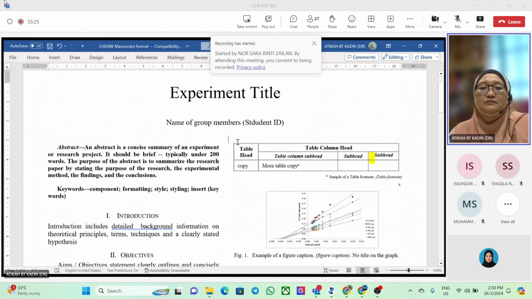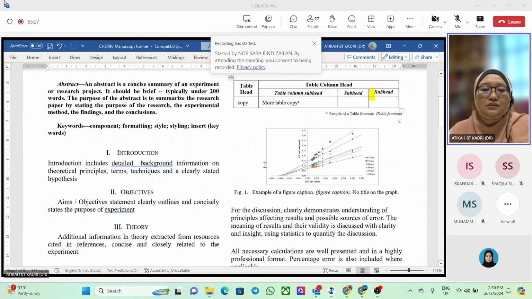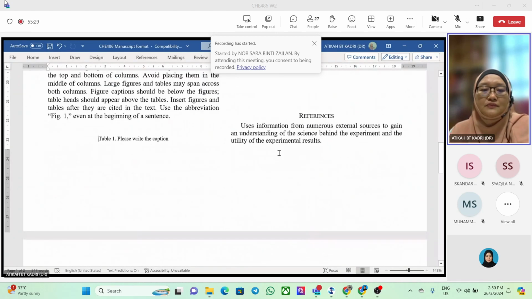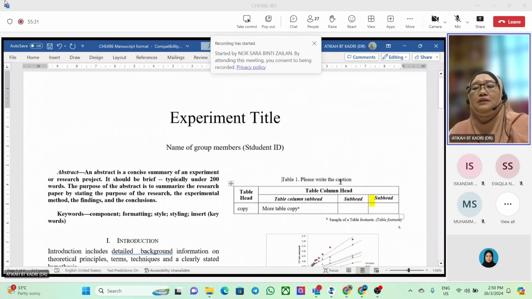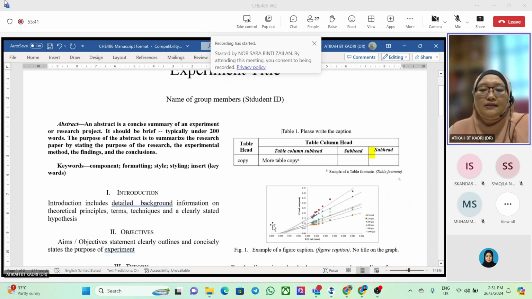Let me just adjust this. Okay, something like this. If you are presenting a table, your caption has to be at the top. And if you are presenting a chart, the caption has to be at the bottom.